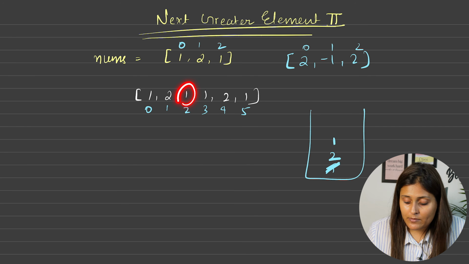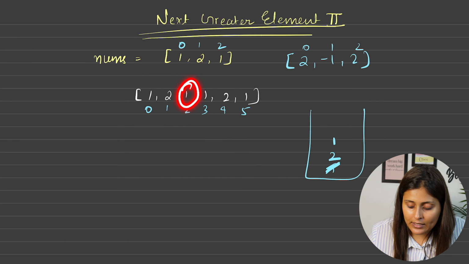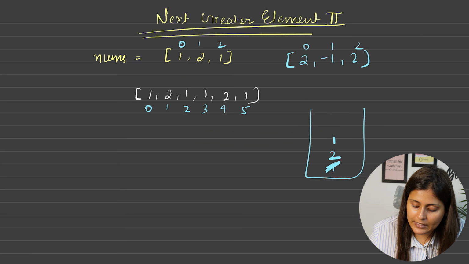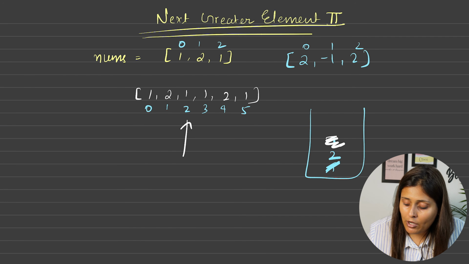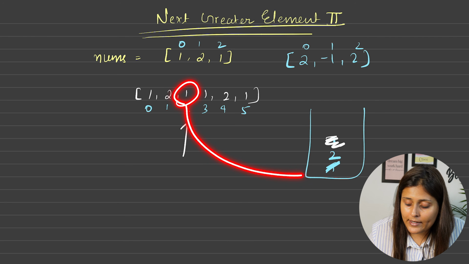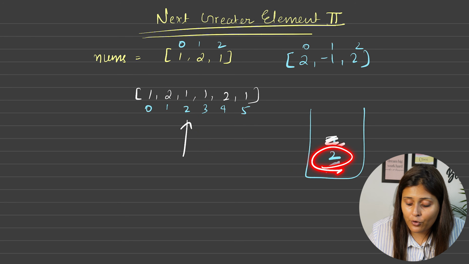Now because we are moving from right to left, when we encounter this, we'll check in the stack: is the top element greater? No, it is not. We will pop this, and we are here. Now we'll pop this. Now again we will compare this one. Is this one greater than 2? No, it is not. So can I say this 2 is the next greater element for this one?